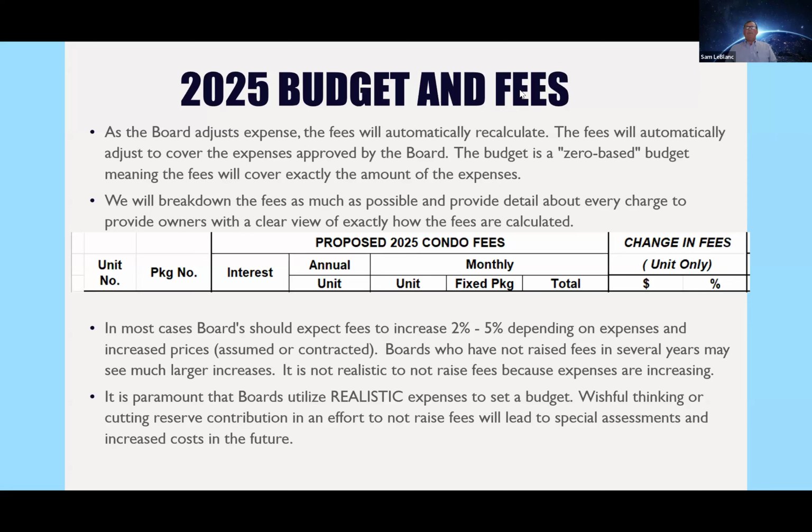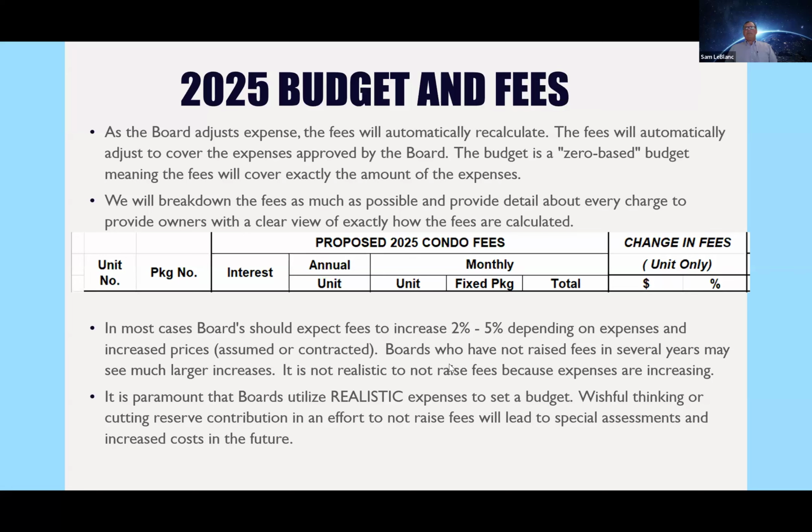We don't want the board to be in a position of having to try and explain this and say, well, we didn't just make this up. We want to be able to have the owners look and see how these things were done. So this is just a sample of how it might be broken out. We give a unit number, their parking space number if they have one, what their ownership interest is, how much they're paying annually, how it breaks down monthly, and then how that changed from the prior year. So again, this is just a sample of what your fee headlines should look like. And then of course you have the numbers below it.